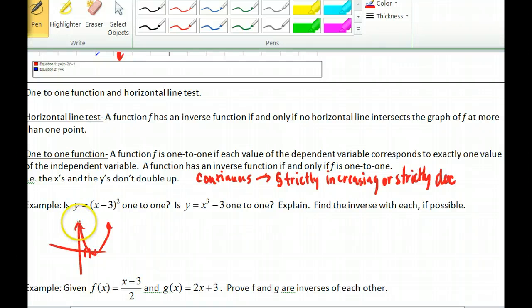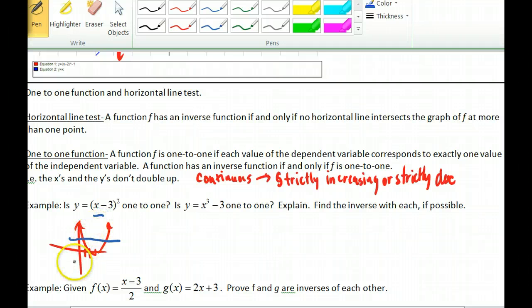It is a continuous function. Continuous means that I never lift up my pencil. But it is a continuous function. And if I draw a horizontal line, it fails. So then my inverse, or the inverse of this, is not a function.